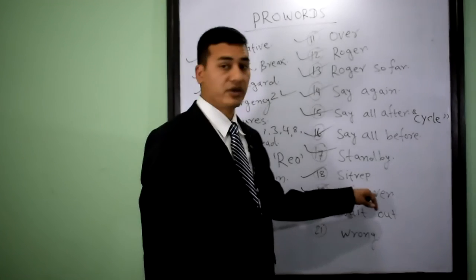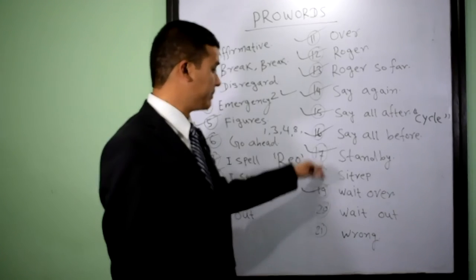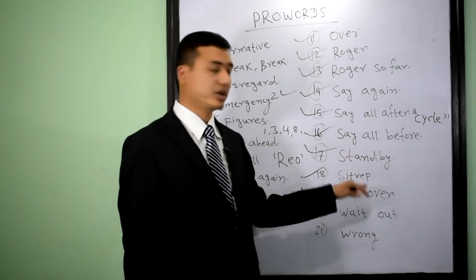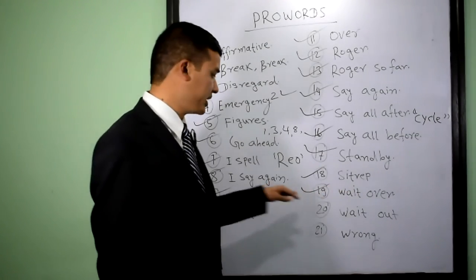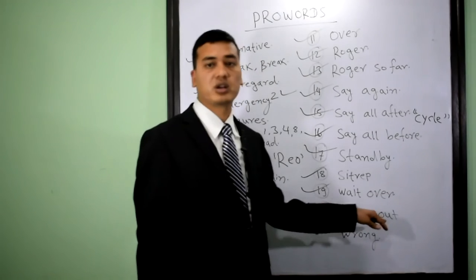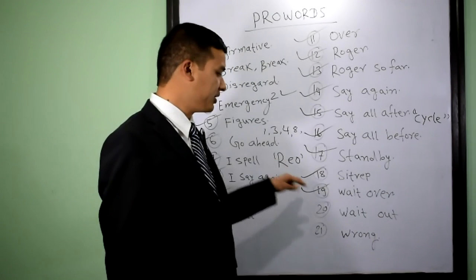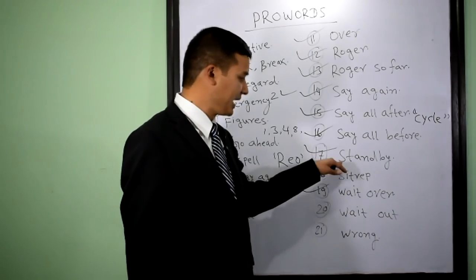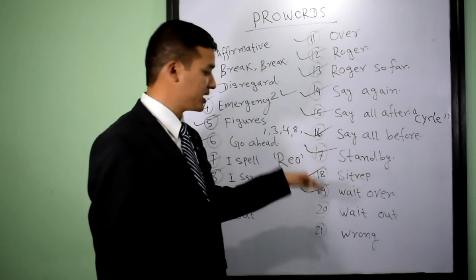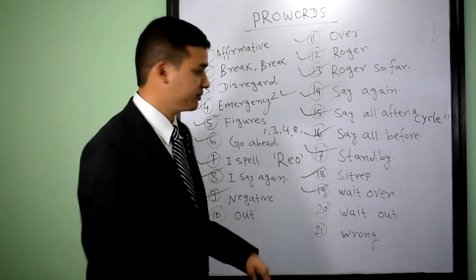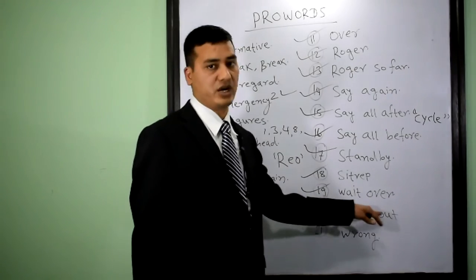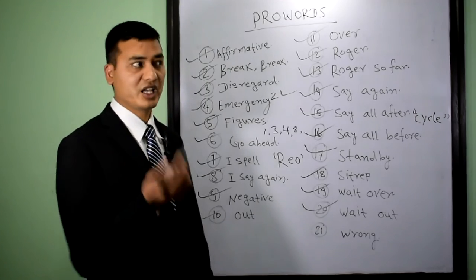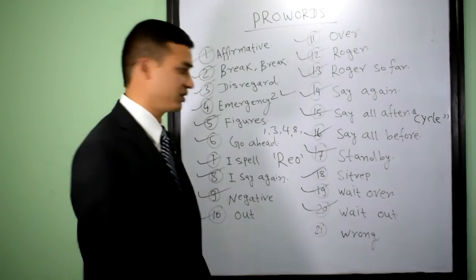Wait over is also the same as standby. Wait for a short period, I will get back. And number 20, wait out. Wait out is waiting for a longer period than wait over and stand by. If you want to make someone wait a bit longer, tell him wait out. If somebody tells you wait out, it means he will take time, not a short period.